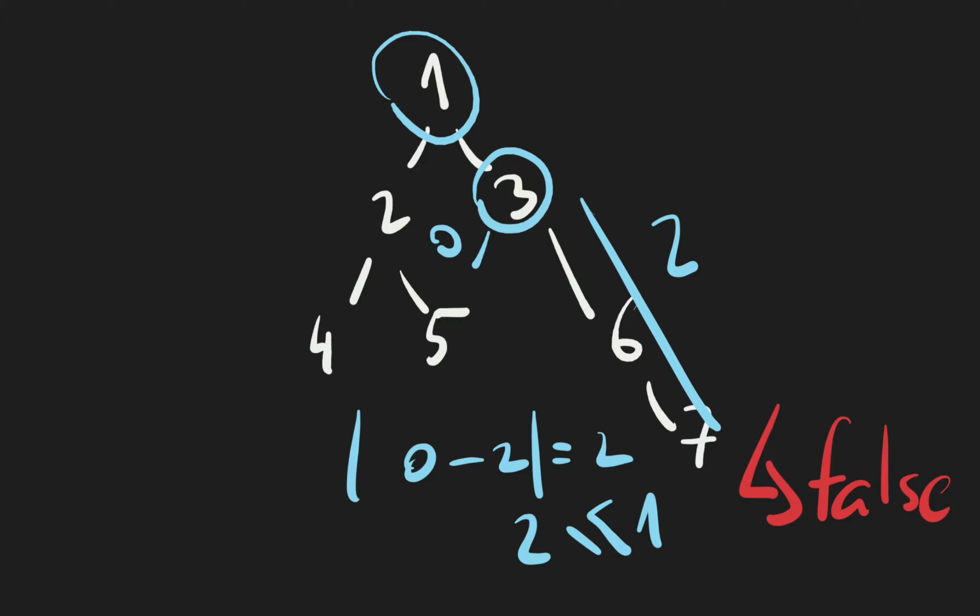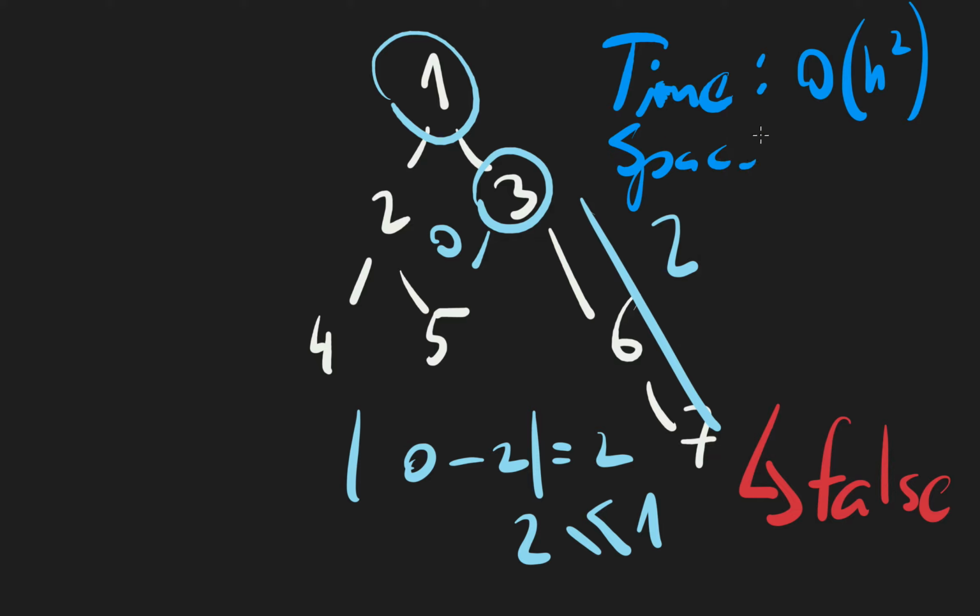Let's talk about time and space complexity. For time, it is O of n squared. So we're doing a lot of work. For space, it's O of h for the height. If we have just a linked list, where all children are left children, it would actually be O of n. That's fine. Now I want you to pause this video and try to code up the solution yourself.